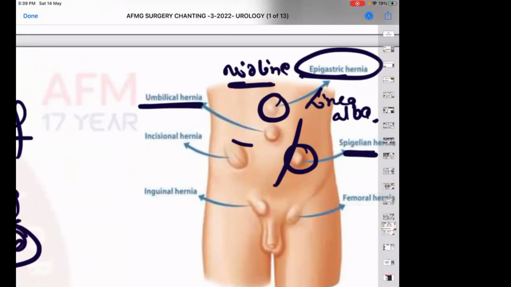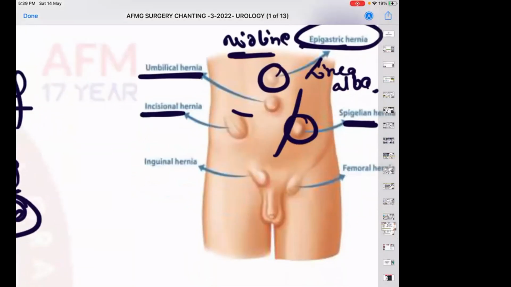Next, if there was a previous surgery performed in this patient, we know that 100% strength is not regained after a wound or cut. About 80% of strength is there. But if the strength is not regained properly, there would be a weak abdominal wall, and at the level of the scar or cut there can be an incisional hernia.